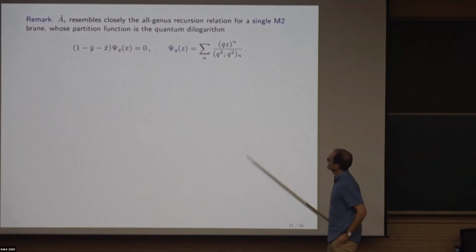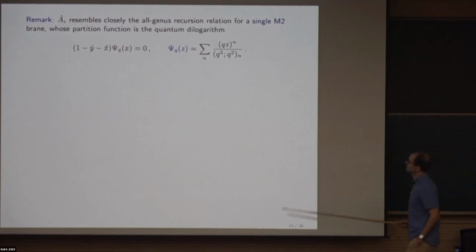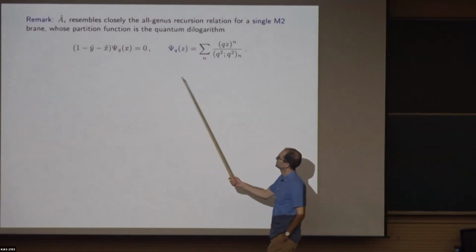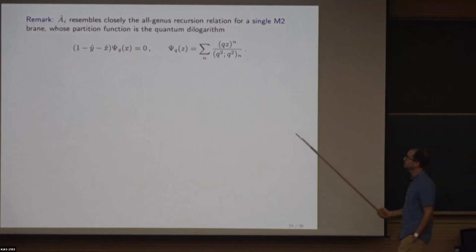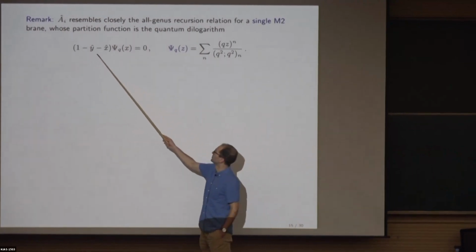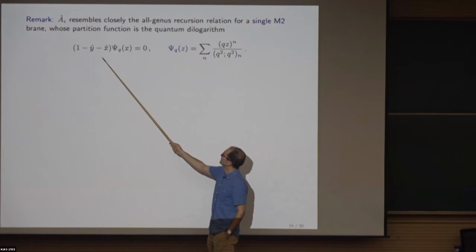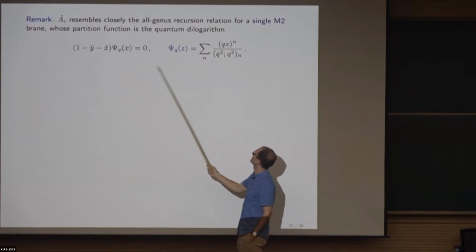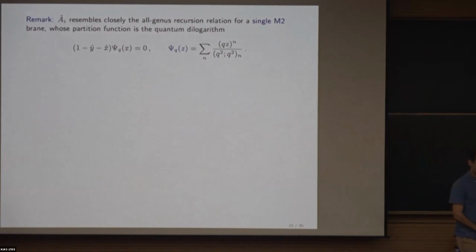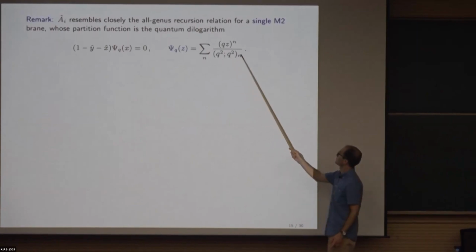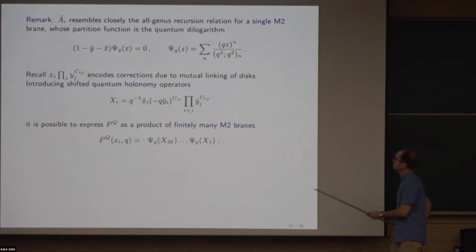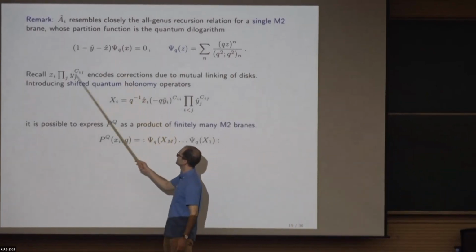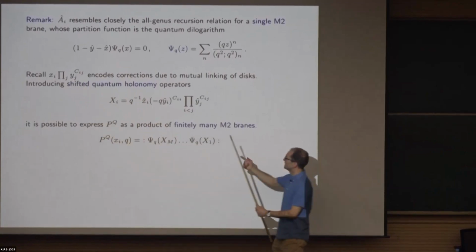Now, this is interesting, and it's going to be useful in a moment. Again, observe that the A_i, now promoted to operators, resemble closely the recursion relation for the single M2 brane. So this was the augmentation curve that we saw before for the single disk. But now it's an operator equation, and the wave function of that is well known. It's just the quantum dilogarithm. So the quantum dilogarithm counts, or rather gives you the multi-covering contributions for instantons deriving from a single M2. And now remember that in the full story, in place of x, we have some correction due to linking numbers.